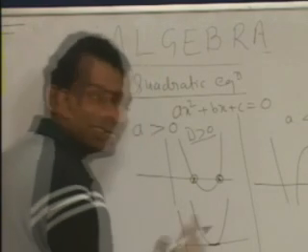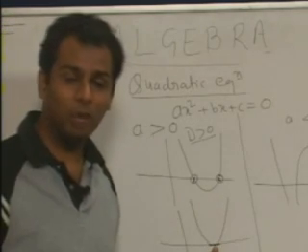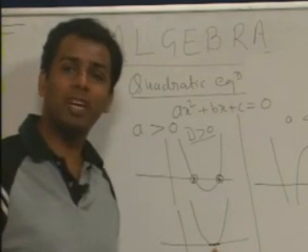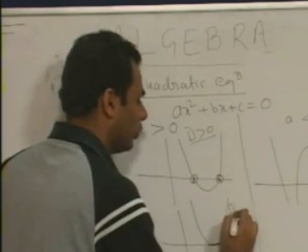It will touch the x-axis. Now if it is touching the x-axis, it means there is only one possible value of x, or we can say that there are two roots, but both the roots are equal. So this is the case when the discriminant is equal to 0.